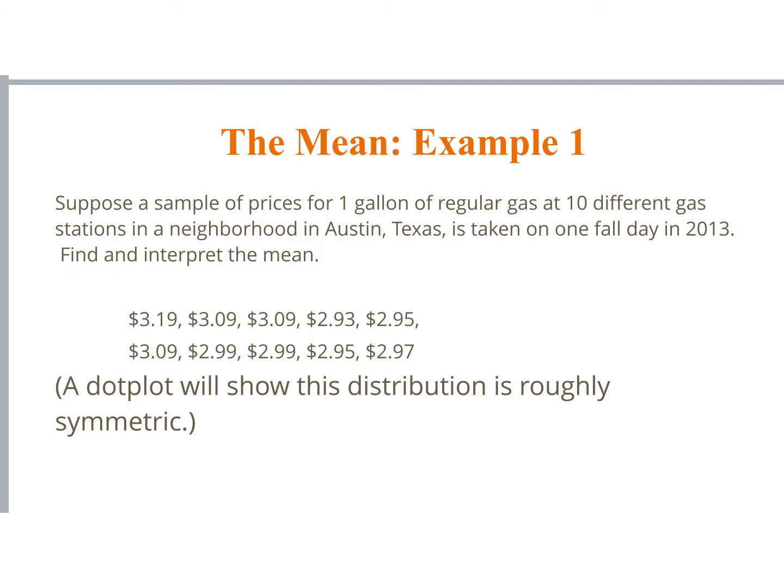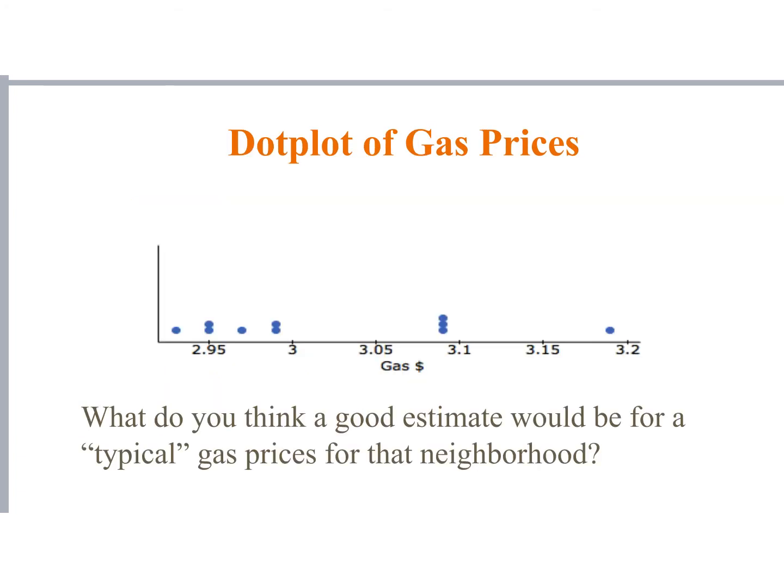Okay, so here's example 1, finding the mean. Suppose a sample of prices for 1 gallon of regular gas at 10 different gas stations in a neighborhood in Austin, Texas, is taken on one fall day in 2013. Find and interpret the mean. So here we have 1, 2, 3, 4, 5, 6, 7, 8, 9, 10 different prices. That's doable to compute by hand. Technology is not necessarily needed for this one. So let's go ahead and compute this one by hand. So here's what the dot plot looks like for those 10 prices. What do you think a good estimate would be for the typical gas price?